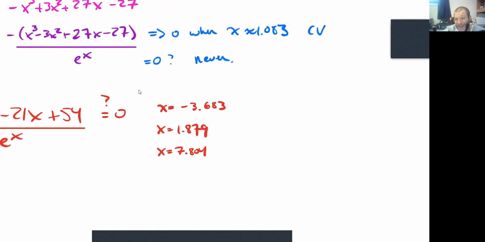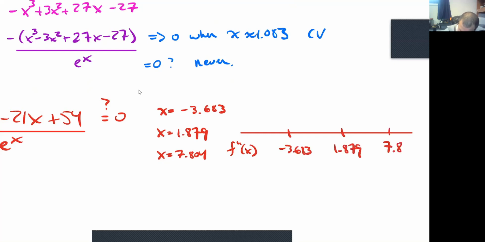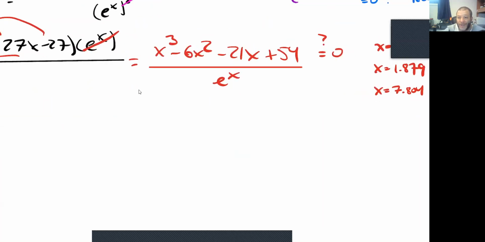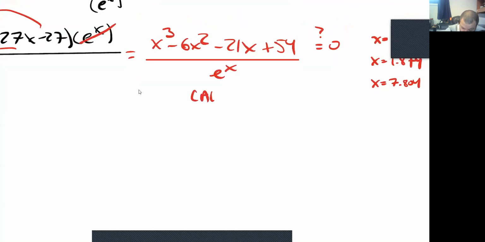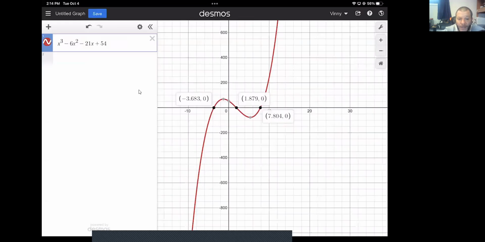Now we can use the graph here. I mean, use technology, right? So if I look at the second derivative, we have negative 3.683, we have 1.879, and we have 7.804. And then we're dividing this all by e to the x. But what do you know about e to the x? If we're trying to look at a table of signs, e to the x is always positive. So it's not going to affect anything in terms of our signs.